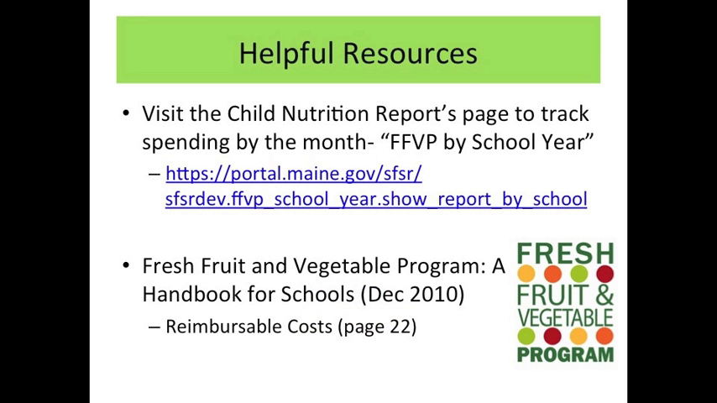In addition to the tips mentioned in this video, there are also some great resources for managing your budget. Child Nutrition has a reports page to track spending by the month. It is called FFVP by school year. I would highly suggest checking this monthly to ensure you are on track with spending. There is also a Fresh Fruit and Vegetable Program Handbook, which has a great section on reimbursable costs, as well as other helpful information. Make sure you have the most updated version, which is December of 2010.